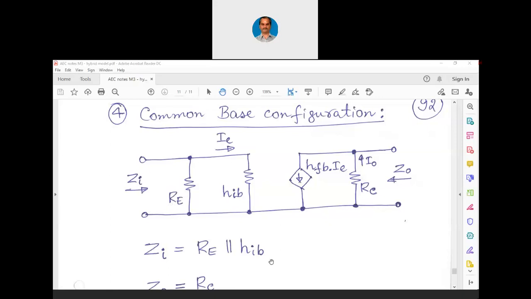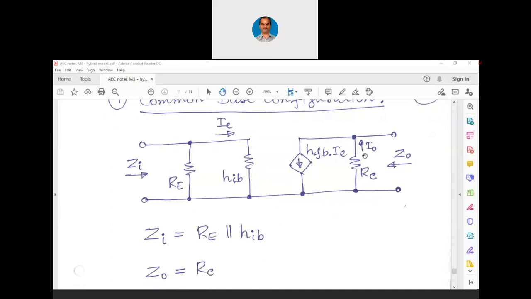A similar expression we had in the re model, where we had directly written ZI equals capital RE in parallel with small re. Z0 is RC itself because RC is in parallel with the current source. So, Z0 is RC itself, if we ignore the output admittance HOB. If we consider it, then it is RC in parallel with 1 over HOB.